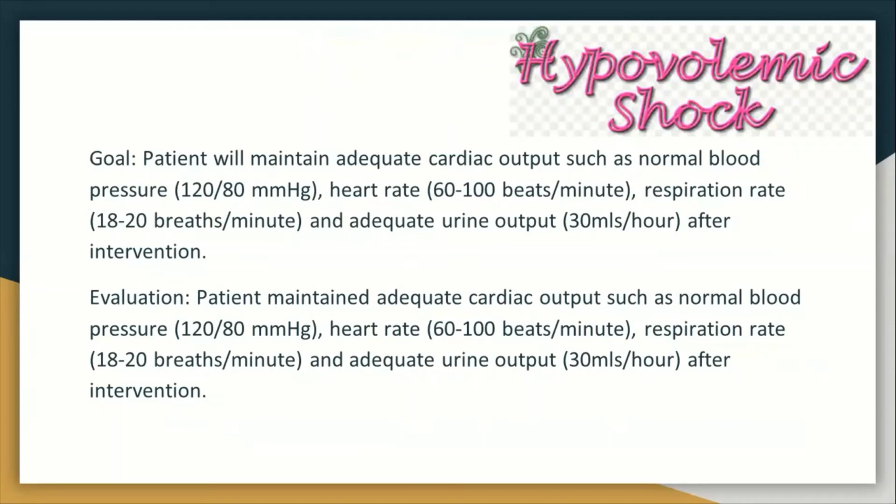The evaluation for this nursing diagnosis after the intervention had been done is that the patient maintained adequate cardiac output, such as normal blood pressure, 120 over 80 mmHg, heart rate, 60 to 100 beats per minute, respiration rate, 18 to 20 breaths per minute, and adequate urine output, 30 mL per hour after intervention.